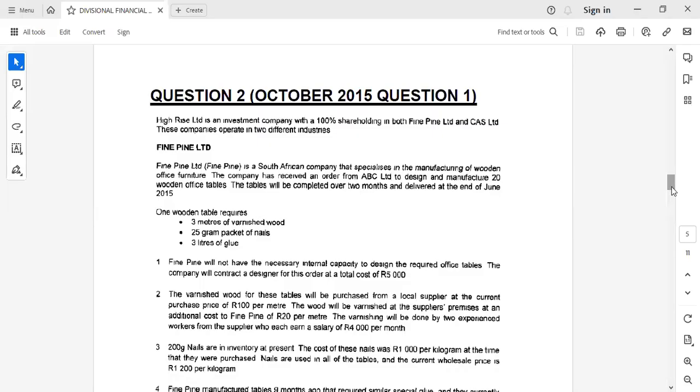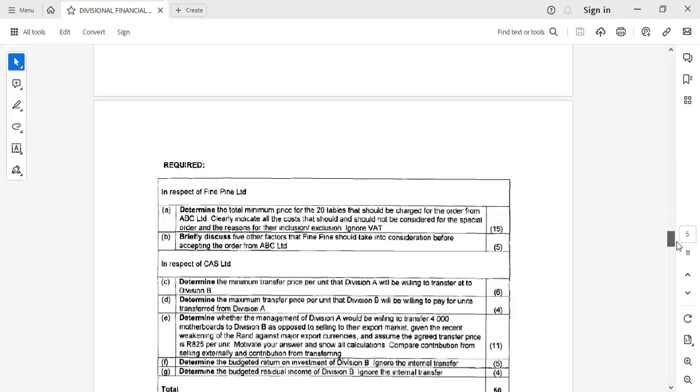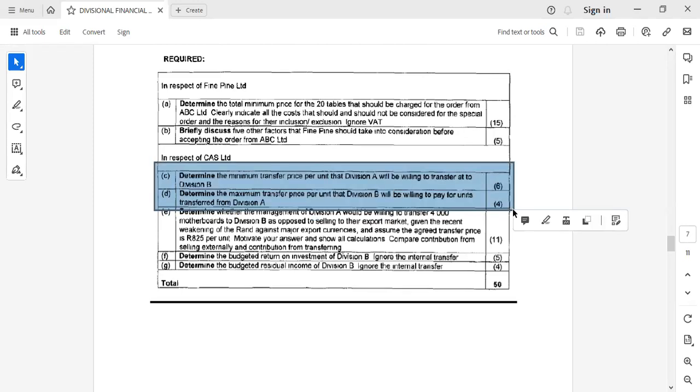Let's look at question 2. Does it have anything to do with what I want? Yeah, it has. Question 2, we want to look at part C and part D. Again, we are required to determine the minimum and the maximum transfer price.